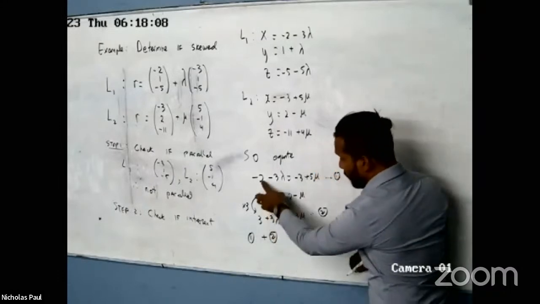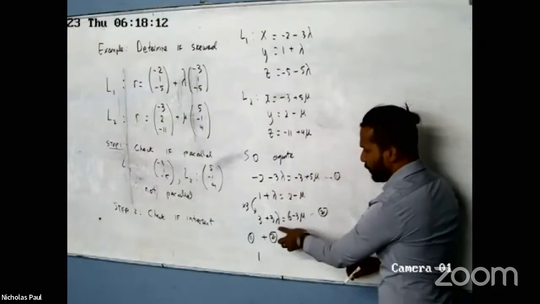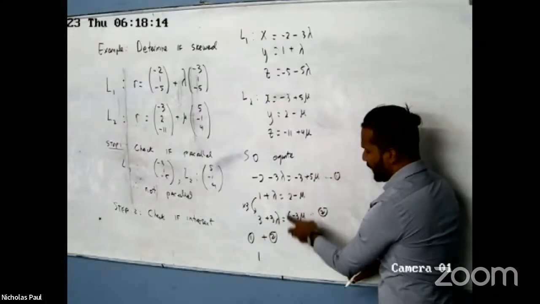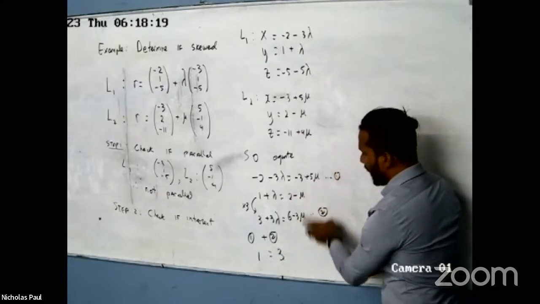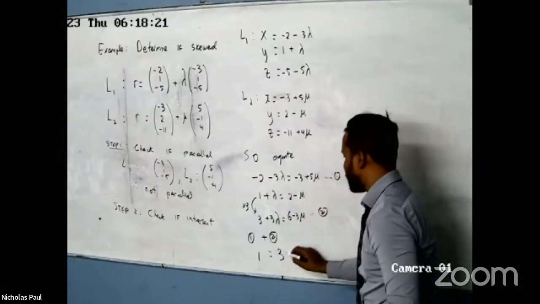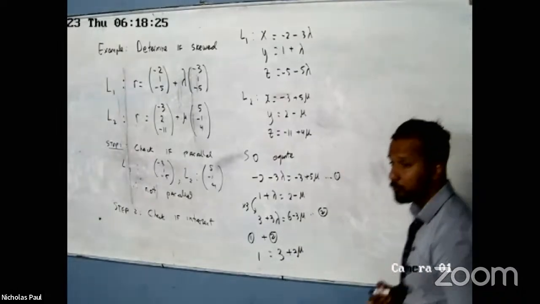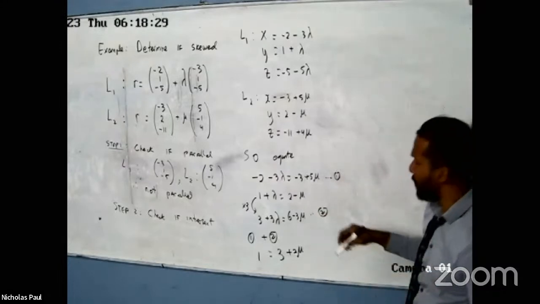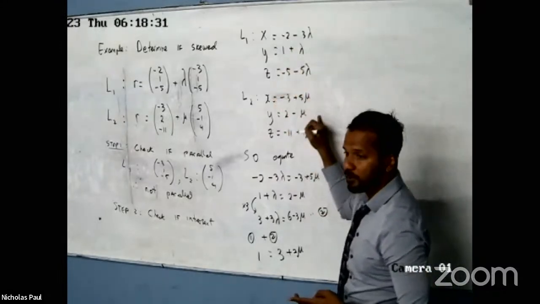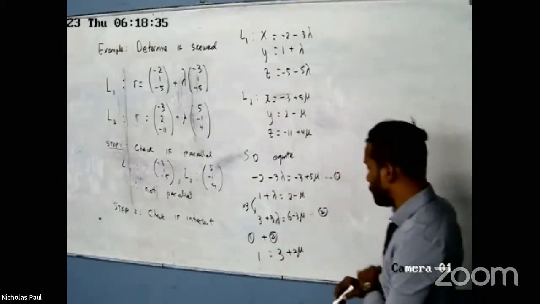So -2 plus 3, that's 1. -3 plus 3, that's 0. -3 plus 6, that's 3. 5 plus -3 is 2. I'll do that last. Remember, I have two unknowns, so I just need two equations. I'll show you, I'll use z in a little while.